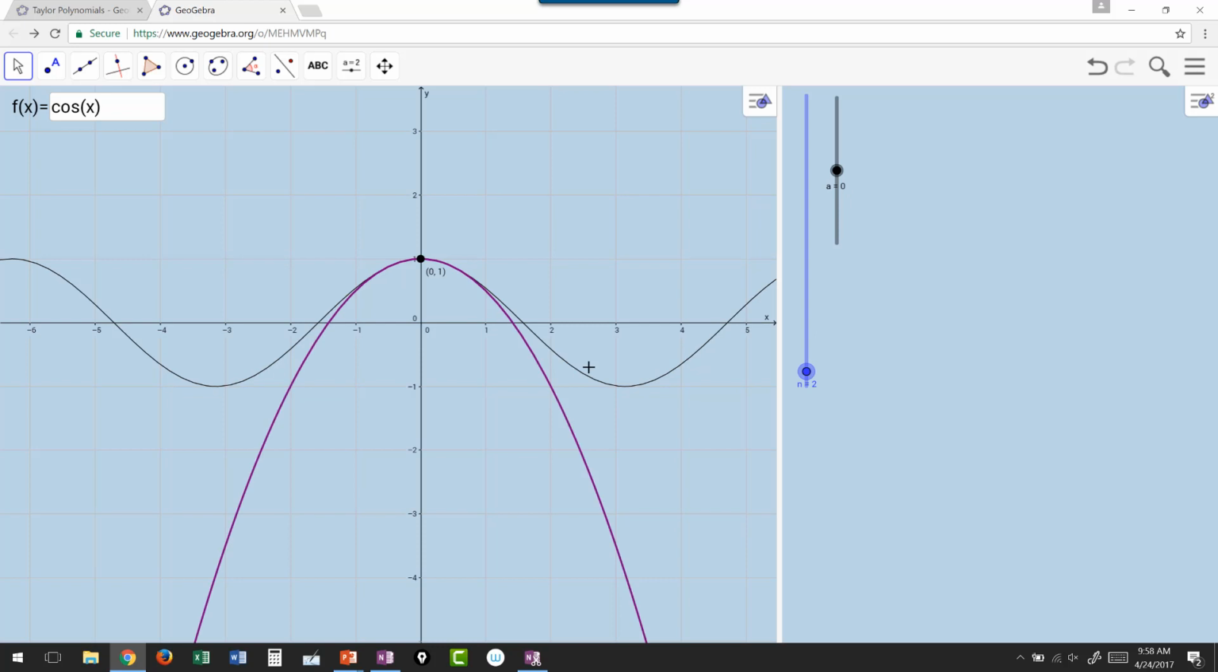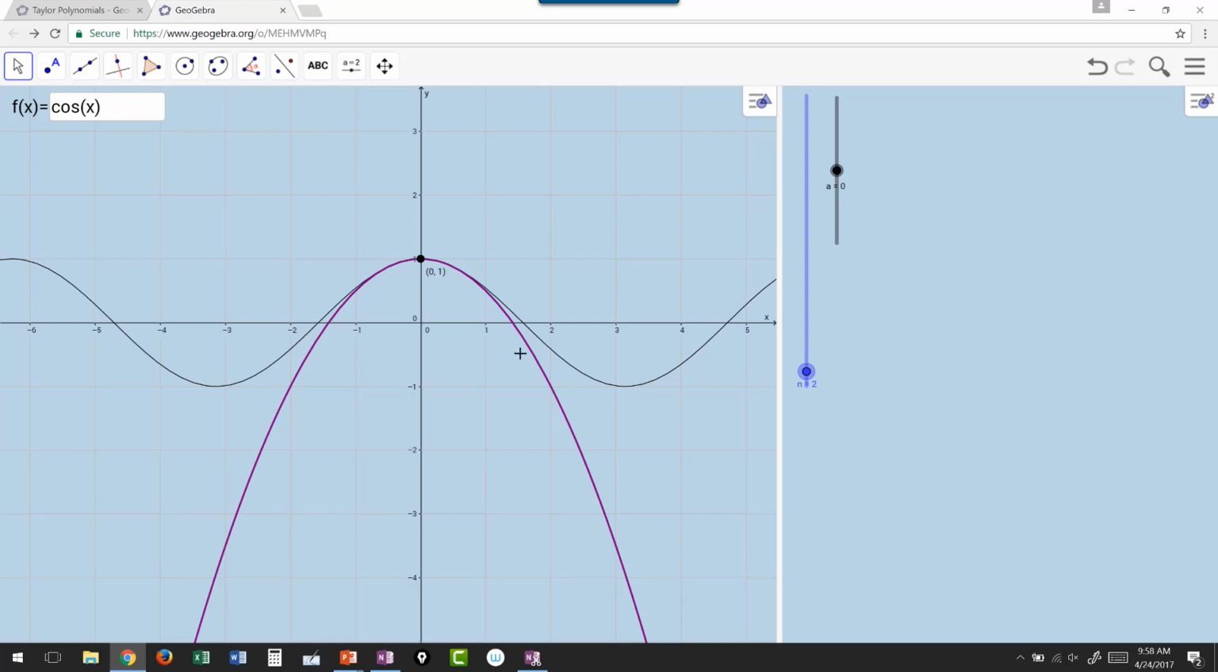Well, here we see we're doing much, much better with our approximation. Because I have a quadratic here, the shape of the graph is a parabola. And so we can make it bend downward just like the cosine curve bends downward near 0.